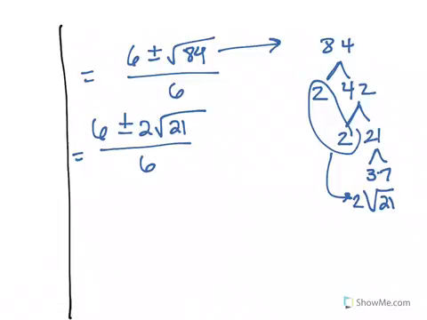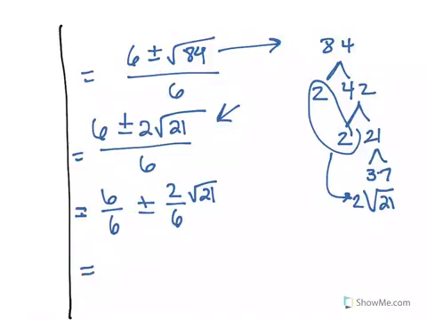Now, I could leave this like this almost. However, we do have to simplify. When two terms on the top, in the numerator, are divided by a value on the bottom, we can split this up and write it as 6 divided by 6 plus or minus 2 over 6 radical 21. So we still need to simplify these fractions. We end up with 6 divided by 6, which is 1, plus or minus 2 divided by 6, which is 1/3, square root of 21.